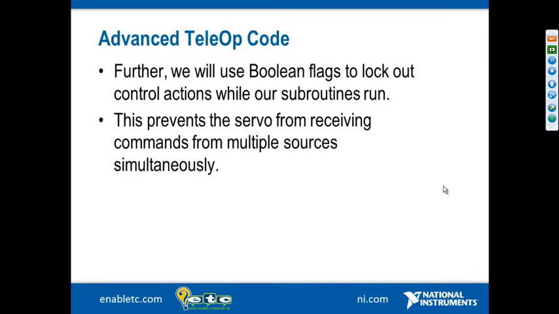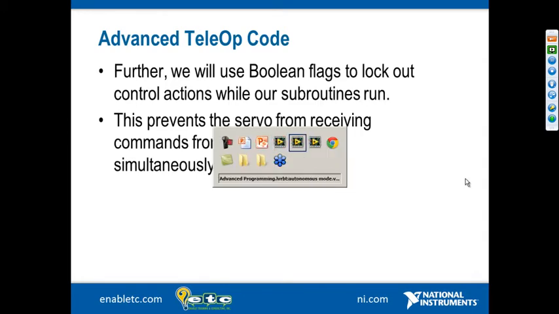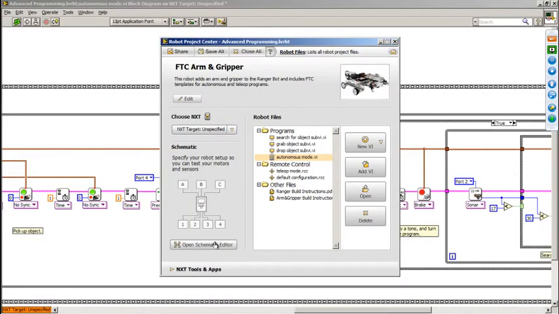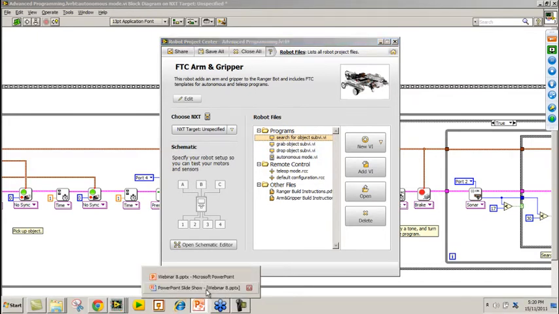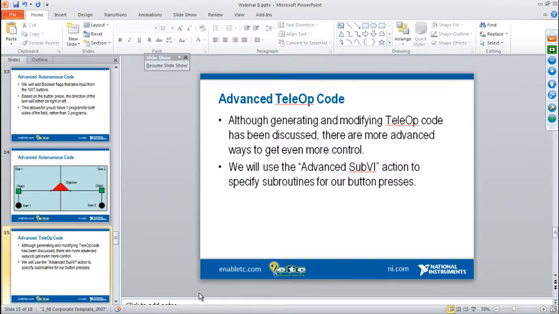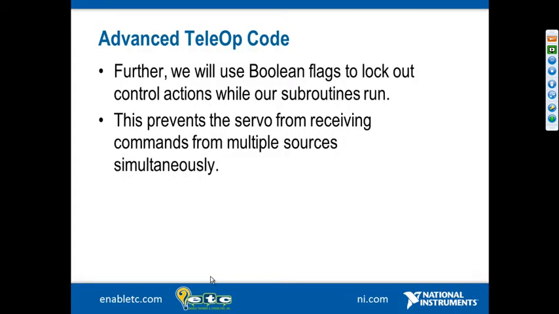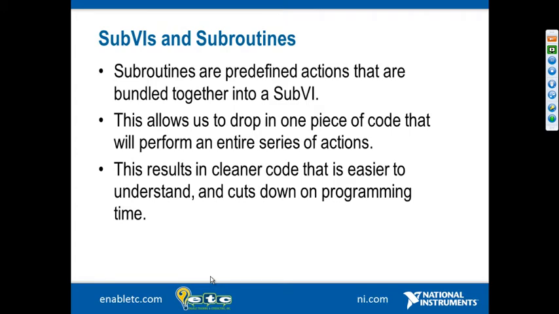Further, we're also going to use Boolean flags to lock out control actions over our subroutines running. This prevents the servo from receiving commands from multiple sources simultaneously, and I'll show you what I mean once we get into the code. So let's just go into LabVIEW now. And as we can see there in our programs, we actually have 3 VIs here, and I'll talk about those a little more. Sub-VIs and subroutines is what those were.